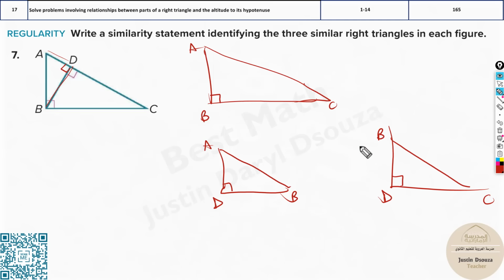So now, are they all similar? Yes, they will be similar. Why? Because we have 90, 90, 90. That's fine. But you can see there's A and A. That is equal. This has B and B. That is also equal. And this has C and C. If you have any two angles equal to each other, then done. They are equal. So this and this are similar. Why? Because they're similar because of AA similarity.